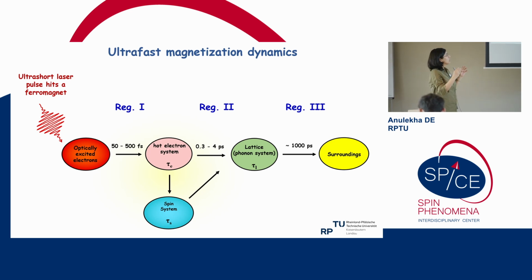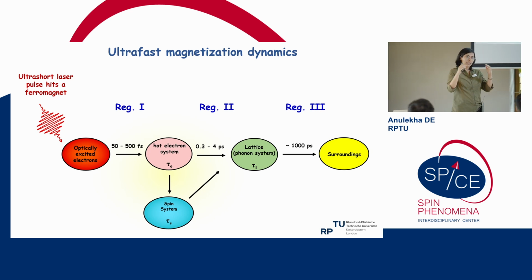Due to this thermalization of electrons and spins, the magnetic material basically loses its phase memory and gets demagnetized. This happens within the first few hundreds of femtoseconds. We call it region 1. I will come to it later. After that, it tries to relax and regain its original condition.